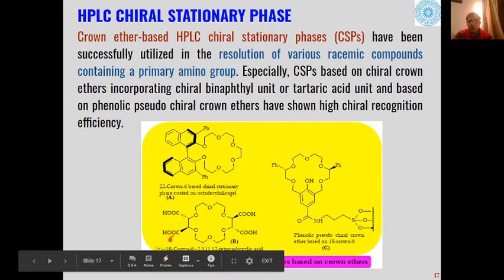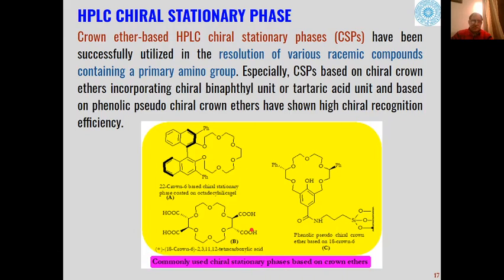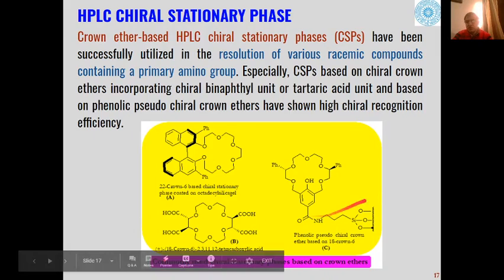Similarly, this 18-crown-6 derivative, a tetracarboxylic acid, is used as a chiral stationary phase. Then there is this 18-crown-6 derivative of a phenolic pseudochiral crown ether, which is used as a chiral stationary phase in combination with silica gel.